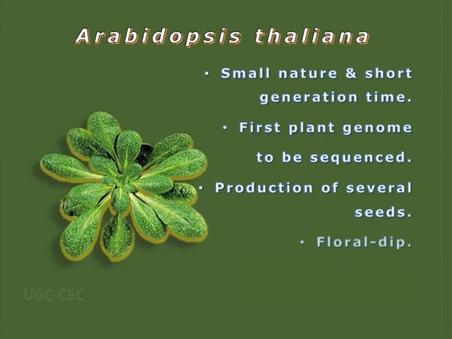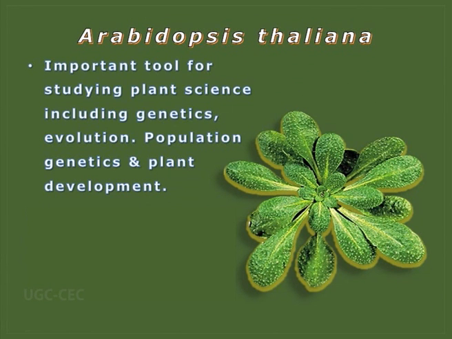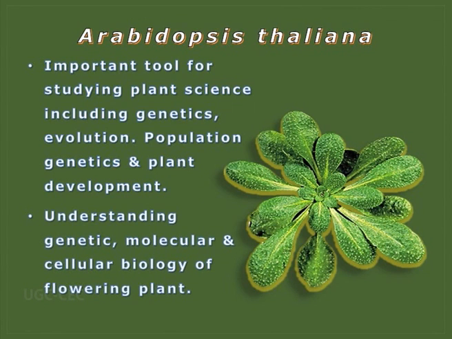It can be used to carry out floral dip experiments, and light microscopic studies can also be done very easily using Arabidopsis thaliana. It is an important plant for studying genetics, evolution, population genetics and plant development, and understanding the genetic, molecular and cellular biology of flowering plants is most suited to Arabidopsis thaliana. The next member of this group is Lotus japonicus.